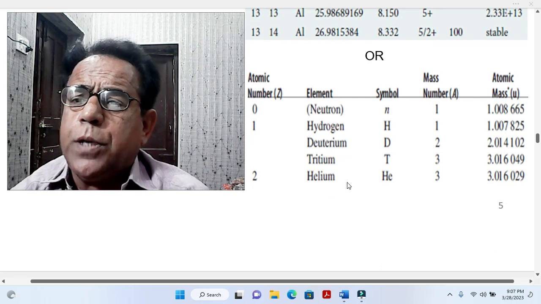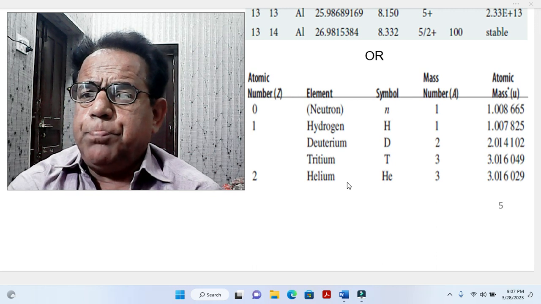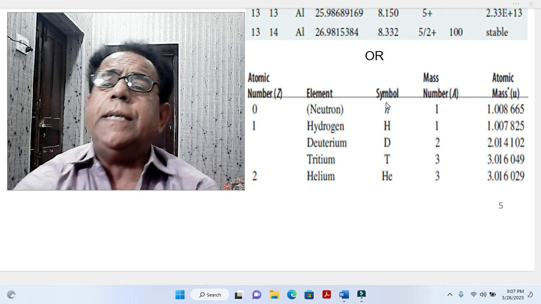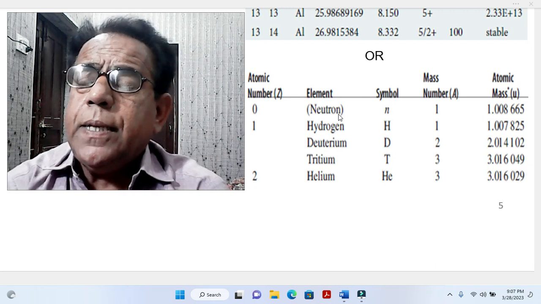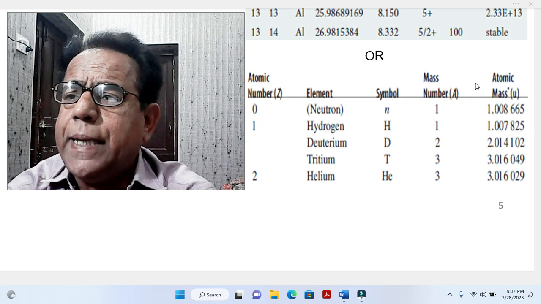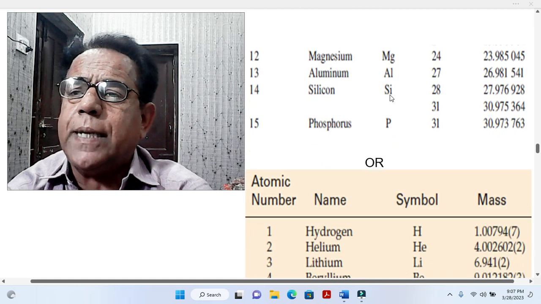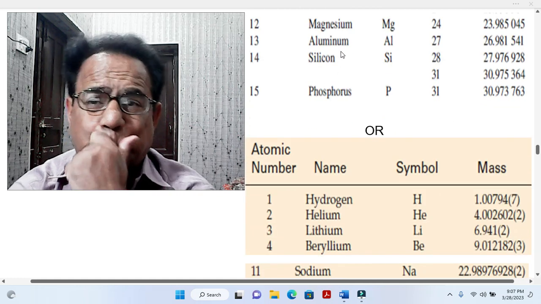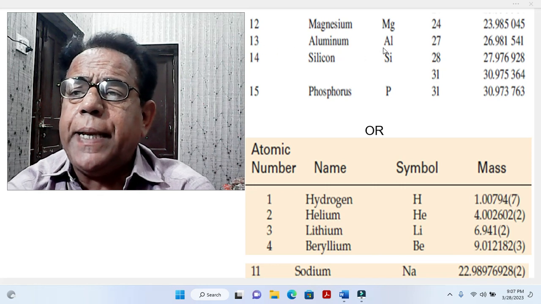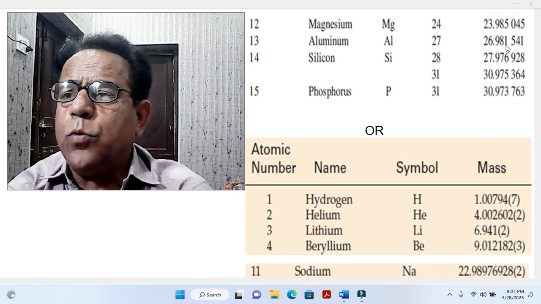Okay, in another snapshot, this is actually the upper portion only, in which it is shown in which pattern this table starts: atomic number Z, element, symbol, mass number A, atomic mass U. This is the remaining part of this table, in which aluminum 13, aluminum Al 27, 26.981541. Okay, we will choose this value.